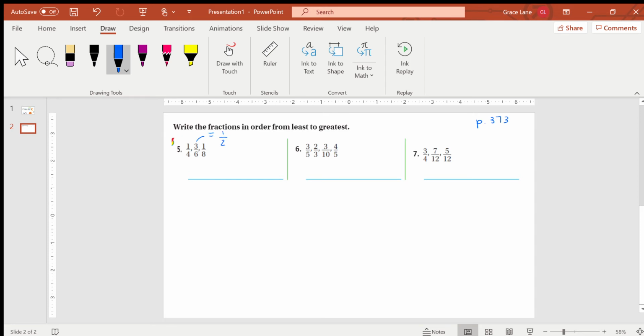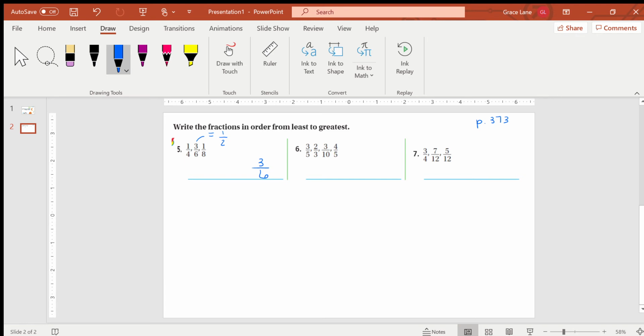And when I compare that to 1/4 and 1/8, those are both smaller than 1/2, because when we're talking about fourths, 2/4 would be half. And eighths, 4/8 would be half. So right away, I know that 3/6 is the biggest or the greatest fraction in this list. And so now I just need to compare 1/4 and 1/8.